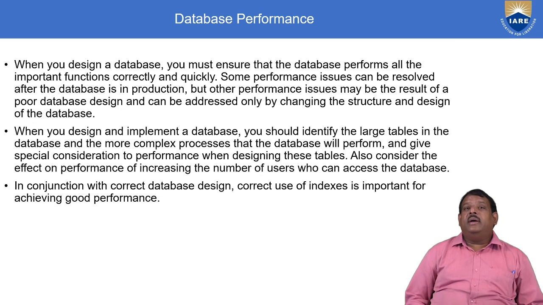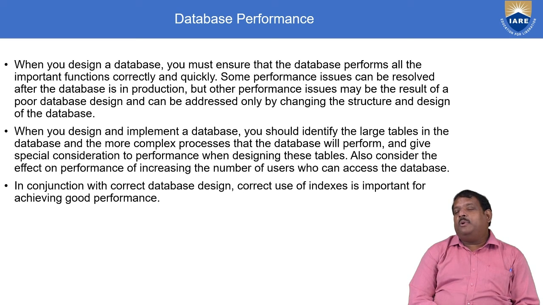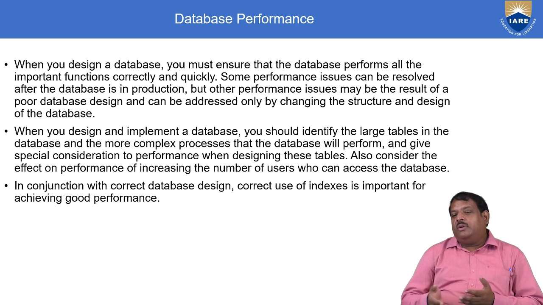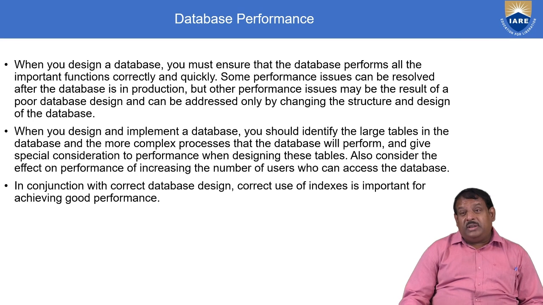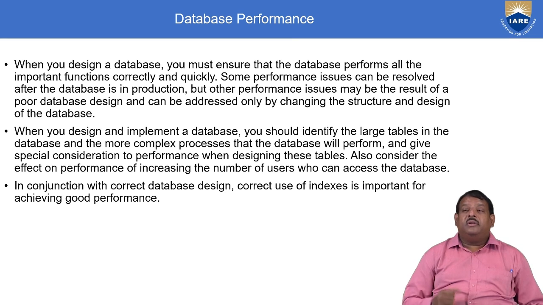But poor performance caused by a poor database design can be changed only by changing the structure and the design. Suppose your function is running very slowly, and you think you could have gone further in the normalization. Then at that time you have to change the structure. That is very bad and very costly. When I say costly, it's because your data is already in production, you already have live data. Again, if you are going to change the structure, you have to make sure that your data is not lost.